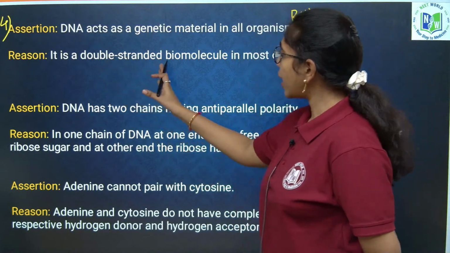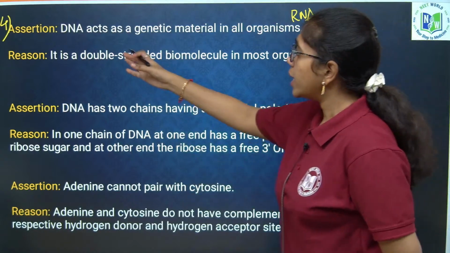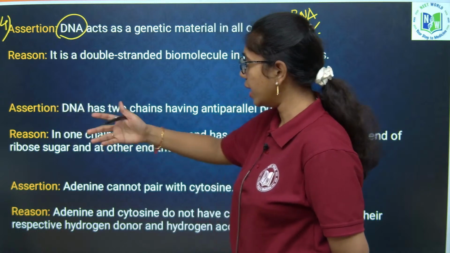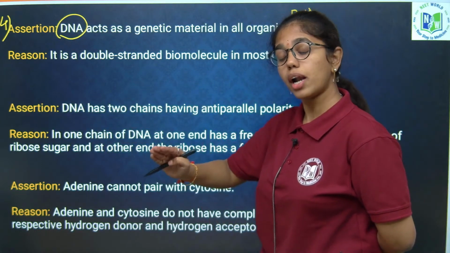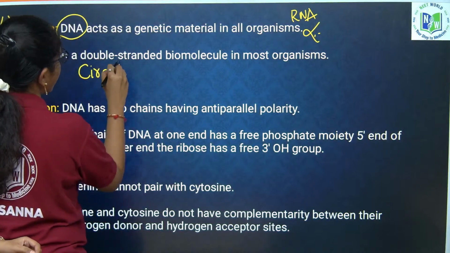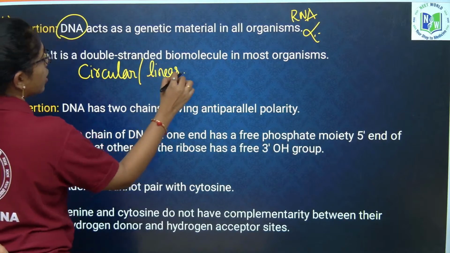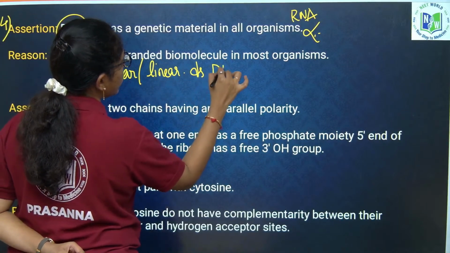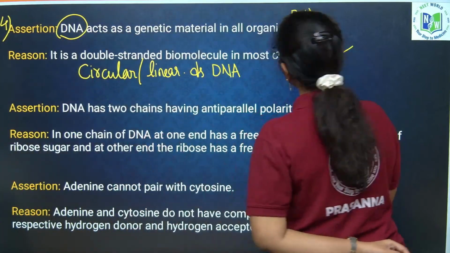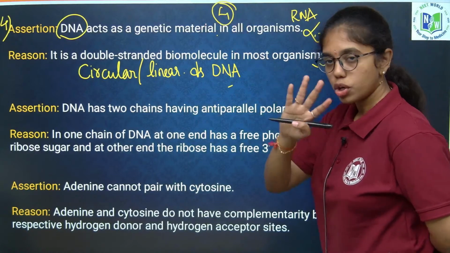It is a double stranded biomolecule in most of the organisms. Yes, of course, DNA is double stranded, be it circular or linear. It can be either what? Circular or linear double stranded DNA in most of the organisms. The reason is true. When the assertion is false and the reason is true, our option is 4.